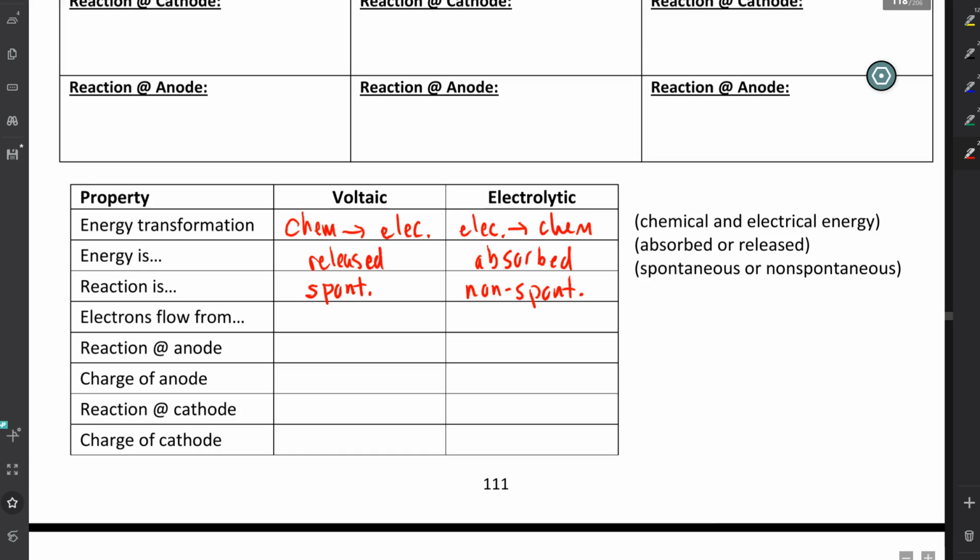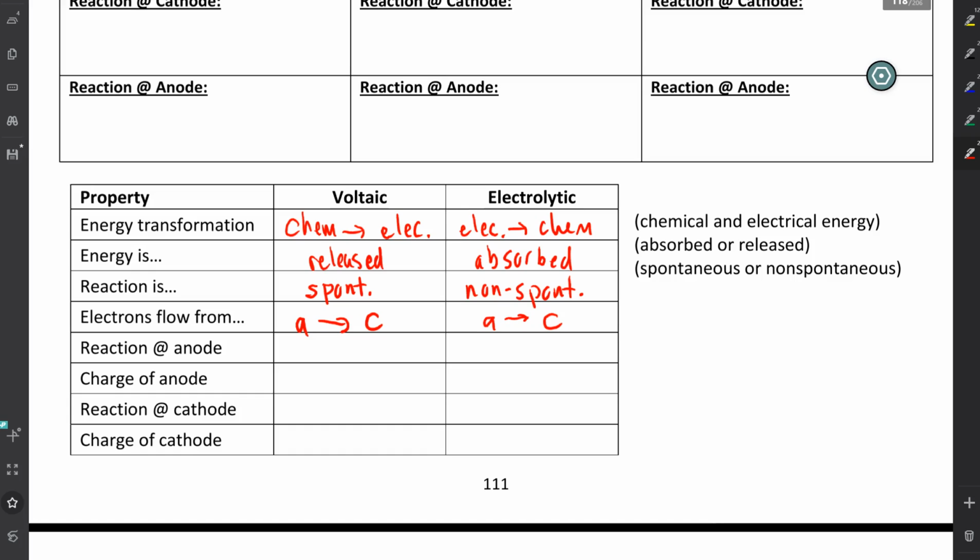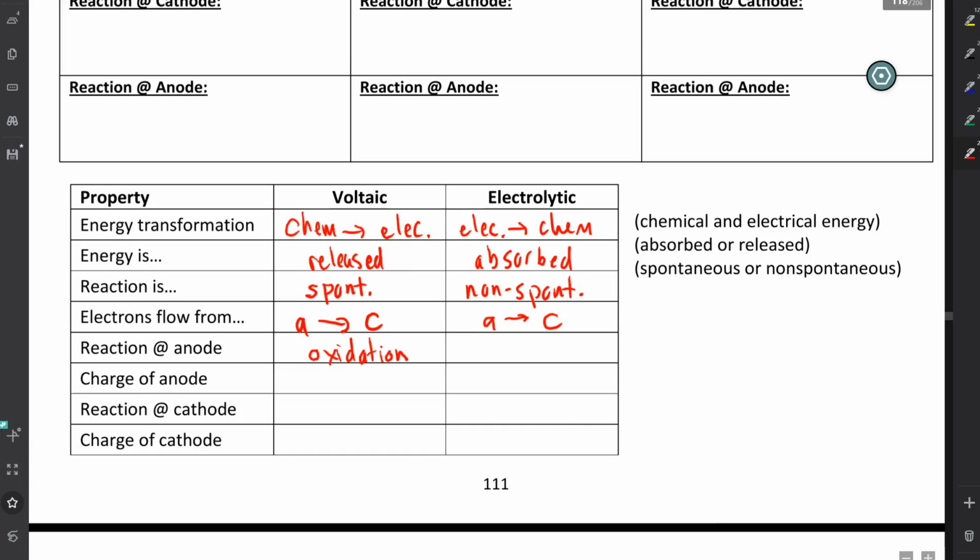redox reaction occurring. Okay. In a voltaic cell, electrons are always flowing away from the anode and moving closer to the cathode. In an electrolytic cell, it's the exact same thing. Electrons are still flowing from anode to cathode. At the anode, whether we're voltaic or electrolytic, the oxidation reaction is taking place.